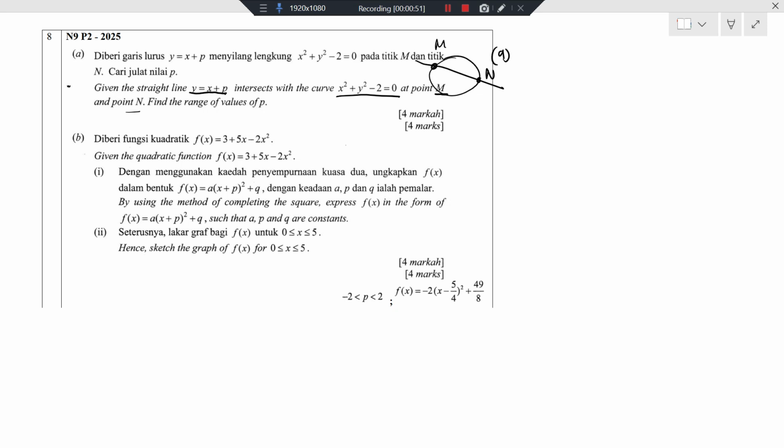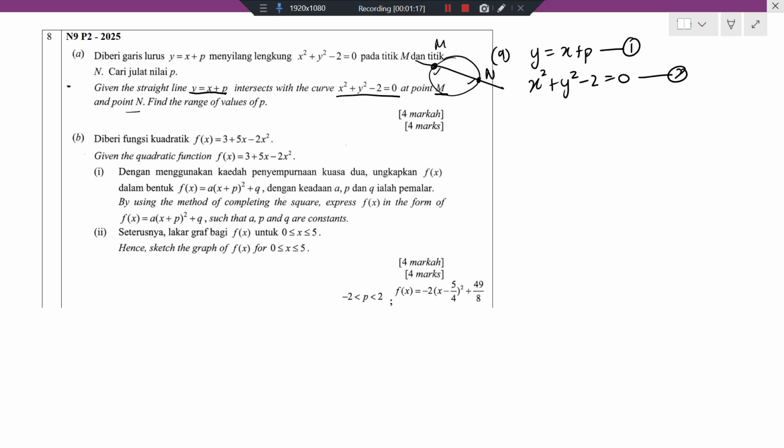Okay, so that means when a line intersects another line, we normally do simultaneous, right? Yes, that's what we are going to do here. Y equal to x plus p, you put equation 1. We want to find the intersection. Definitely, we need to use our simultaneous equation. Okay, this is your equation number 2. Now substitute 1 into 2.